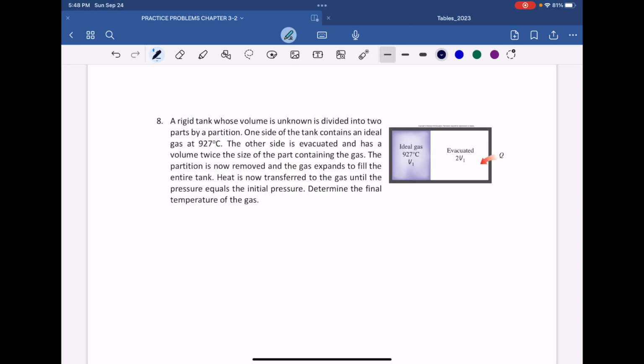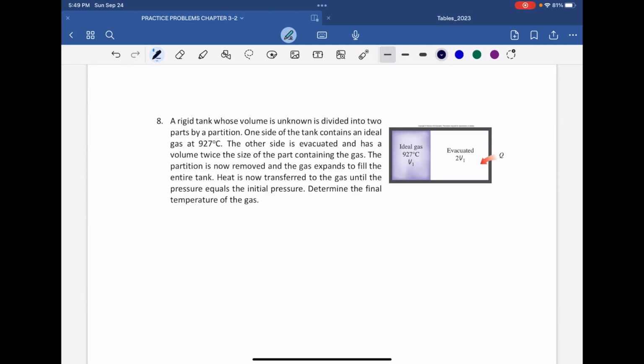There is a rigid tank. The volume is unknown, divided by a partition into two parts. One side is an ideal gas at 927 degrees Celsius. The other side is evacuated but has a volume twice the size of the part that is containing the gas. The partition is removed and the gas expands to fill the entire tank. Heat is transferred to the gas until the pressure equals the initial pressure. Determine the final temperature of the gas.